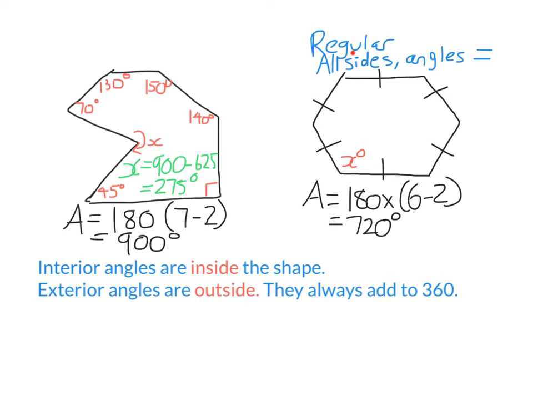Because this is regular, I know all angles must be equal. So that means each angle here is just 720 divided by 6, because they're all equal. And that gives me 120 degrees.